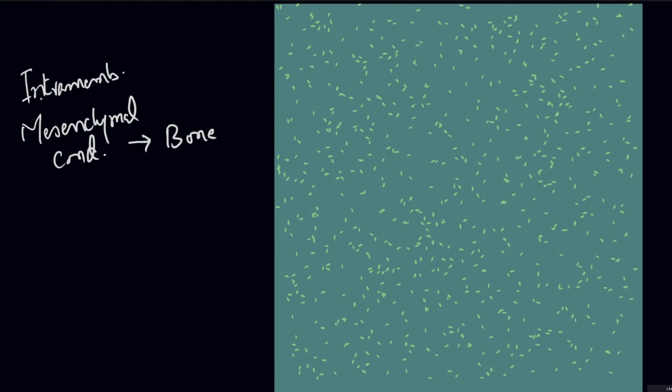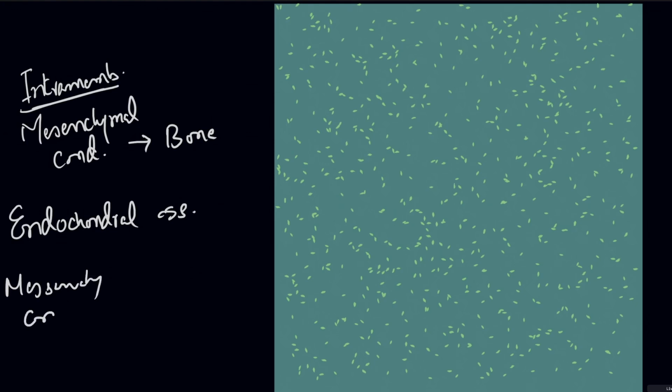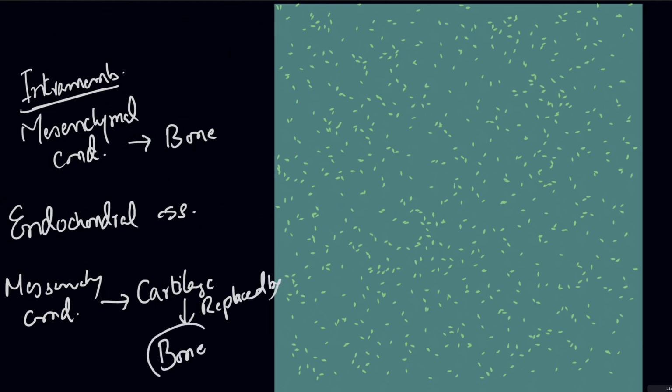But in the case of endochondral ossification there is an extra step. Of course, here also there is mesenchymal condensation, but these condensates are first converted into cartilage, and then this cartilage is step by step, gradually, not converted, but replaced by the bone. And this is the final bone that forms via the process of endochondral ossification.